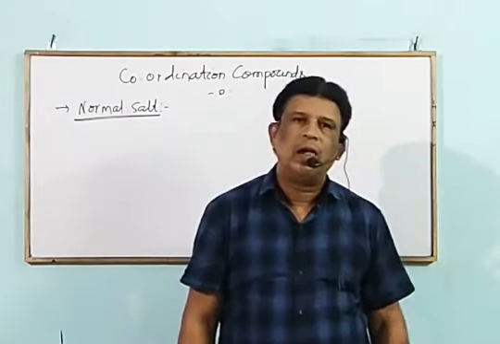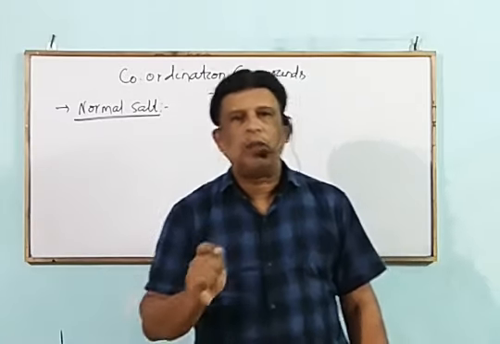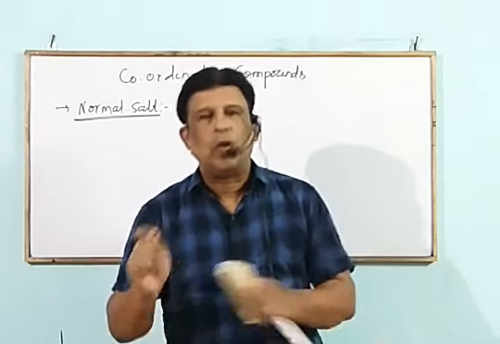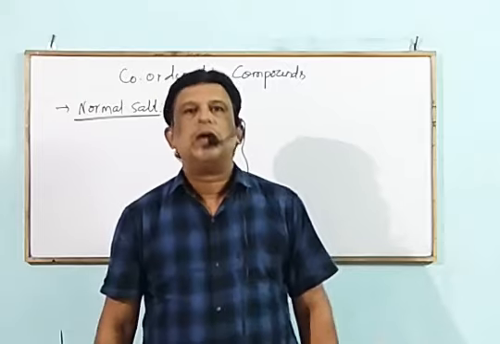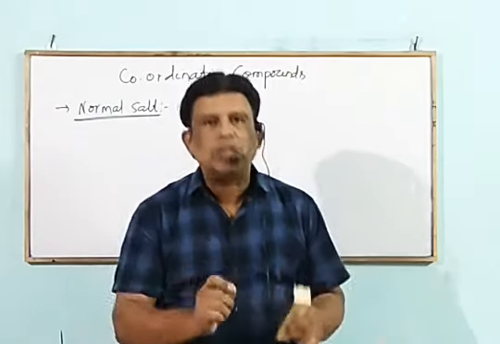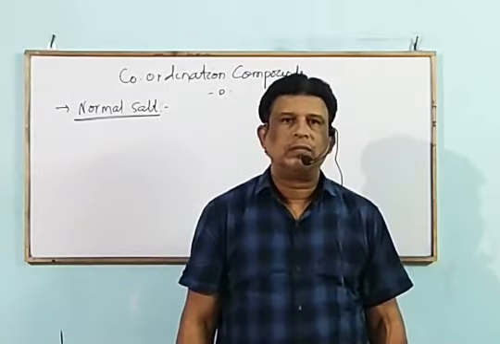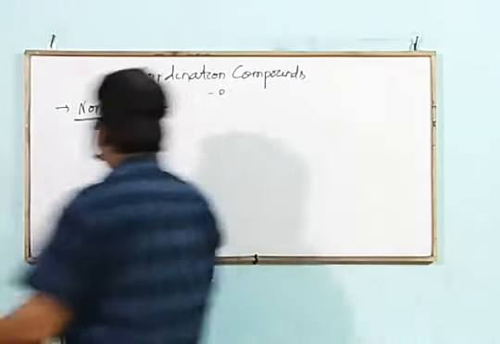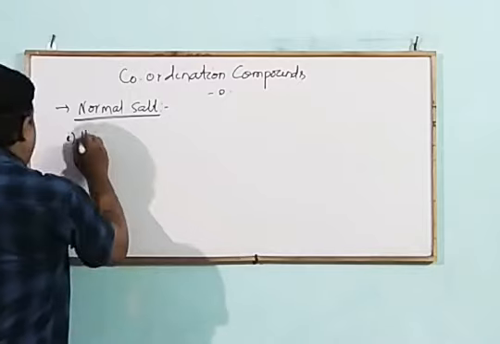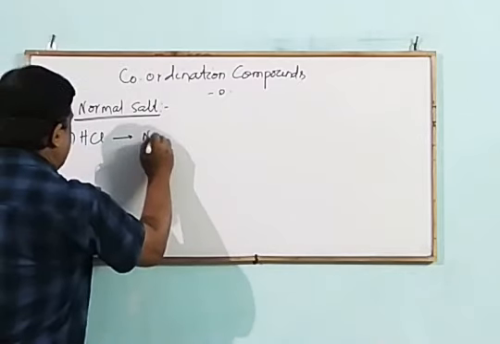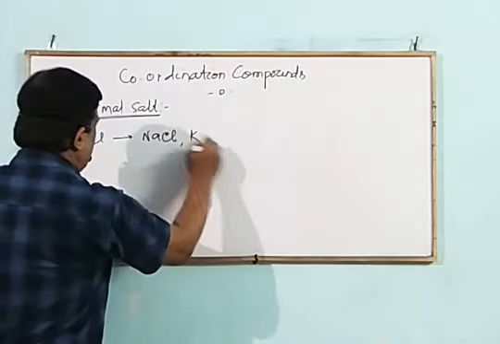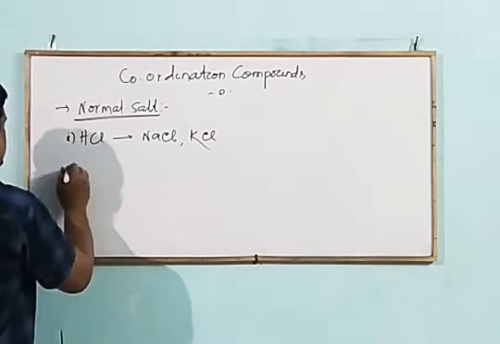I repeat again. A salt is a compound which is formed by replacing the replaceable hydrogen atom of an acid by a metal atom. For example, HCl, hydrochloric acid, gives only one type of salt, that is sodium chloride or potassium chloride.